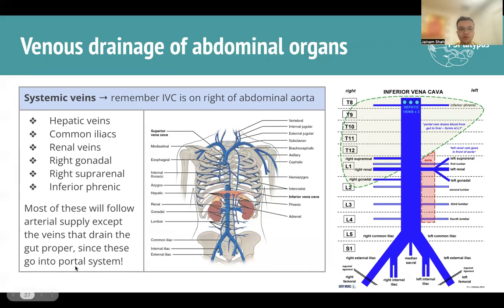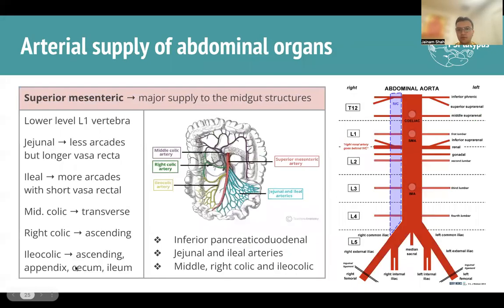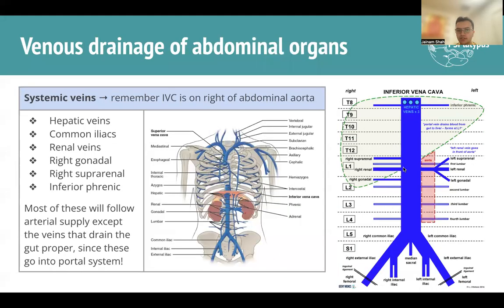Most of these will follow your arterial supply, as you probably will be able to compare this red diagram with this blue diagram here. But some of these will also be a little bit different, as you might notice when it comes to, for example, as I've said here, the veins that drain the gut actually go into the portal system rather than draining into the IVC directly.